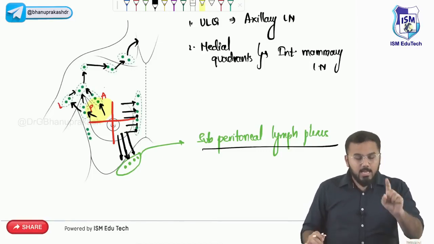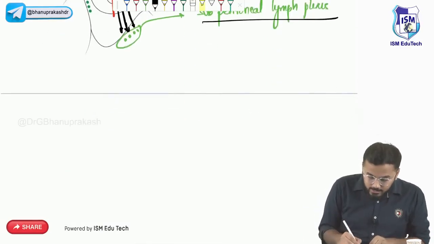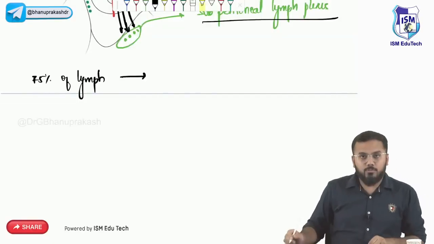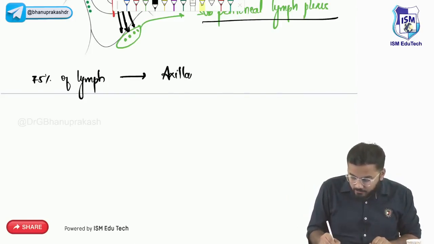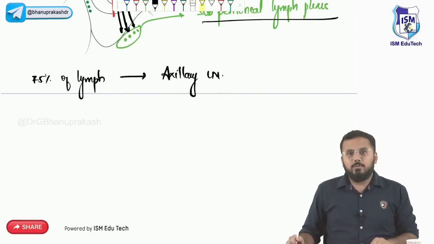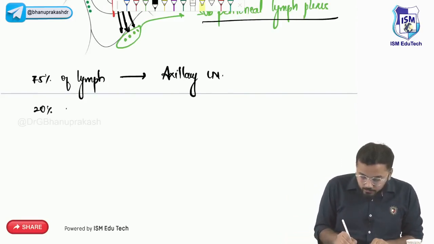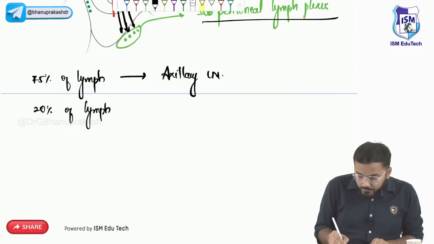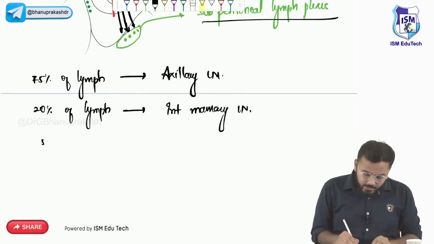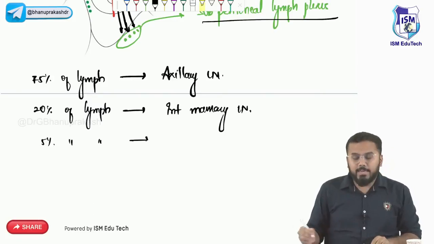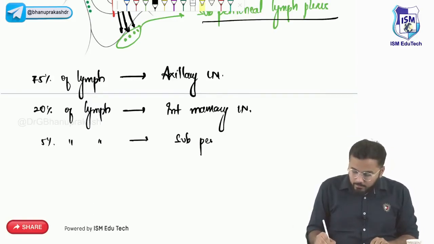Okay. So from this, I will tell you one very important thing: 75% of the lymph of your breast is drained into axillary lymph nodes. Next, 20% of lymph is drained into internal mammary lymph nodes. Just 5% of the lymph will drain into your subperitoneal lymph plexus.